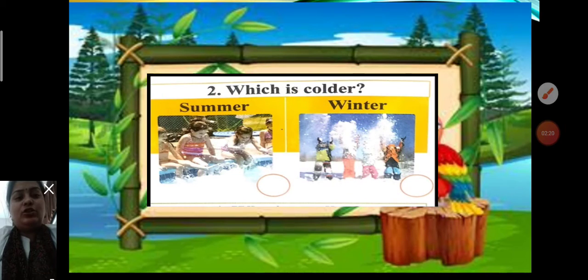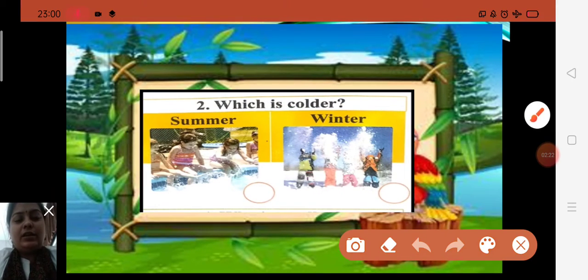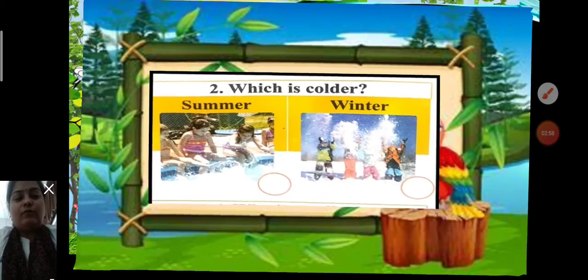After that, children, which is colder? As you know, in summer we feel hot. We like to eat cold things, like ice cream. We like to swim in water also. But in winter, we feel cold. In summer we feel hot, but in winter we feel cold. We like hot things. So it is asking which is colder. You already know it: winter is colder. So you will have to tick winter is colder than. Children, now move to the next.